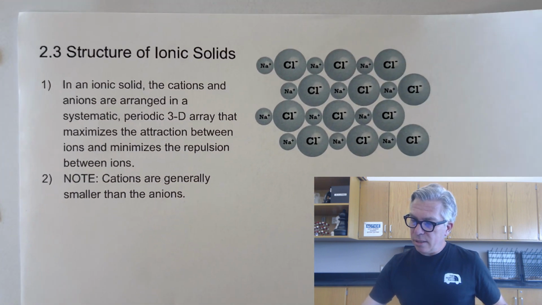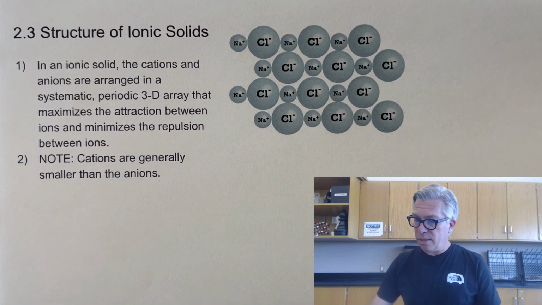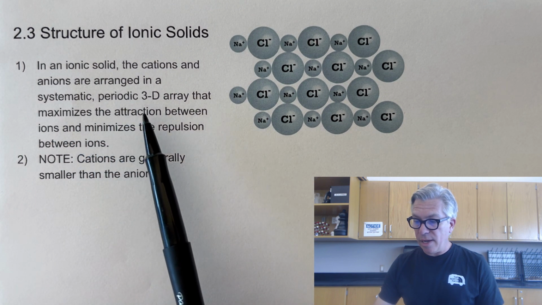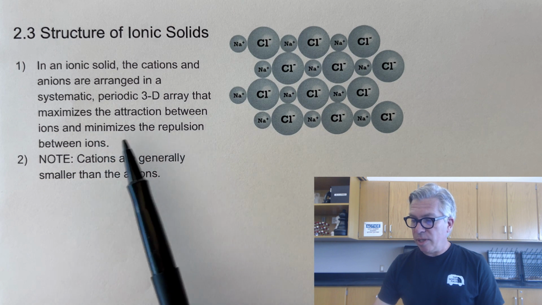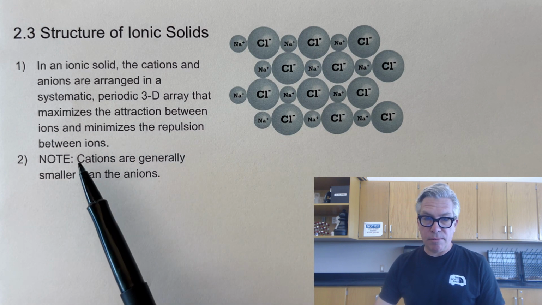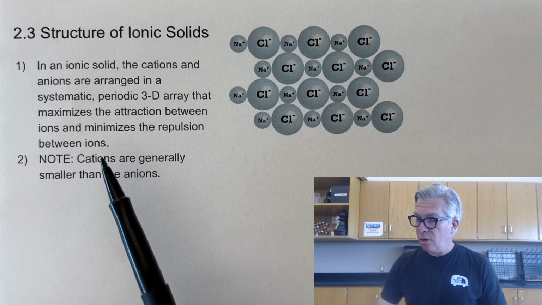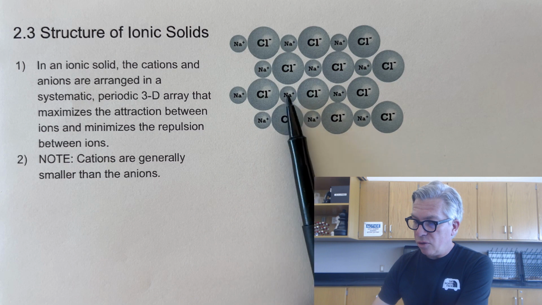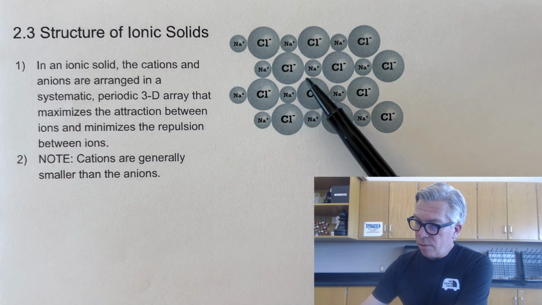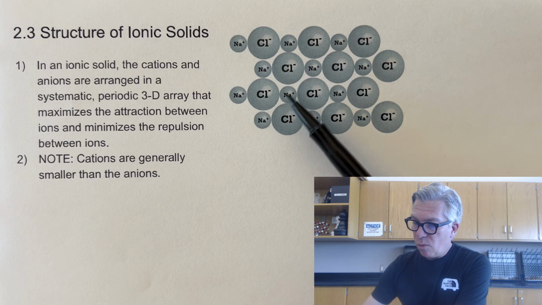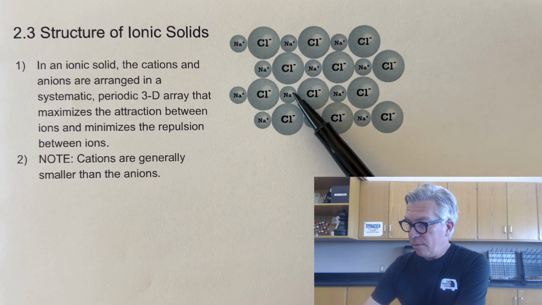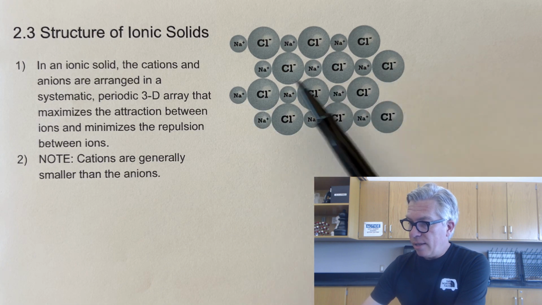Okay, we're almost done with section 2. Here we see some general properties of ionic solids. In an ionic solid, the cations and anions are arranged in a systematic periodic 3D array that maximizes the attraction between ions and minimizes the repulsion between like ions. So they typically go cation, anion. Each one of those is attracting each other, but the sodiums repel each other, so they're a little bit further away, buffered from each other by the anions between them. So you get this alternating array, cation, anion, and so on.